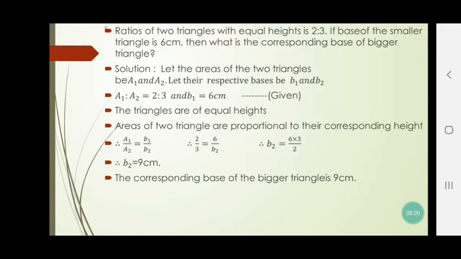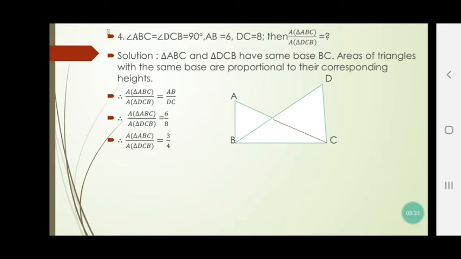Next, question number 4 we are doing. Angle ABC is equal to angle DCB, that is equal to 90 degree. AB is equal to 6 centimeter. DC is equal to 8 centimeter. No centimeters are given, sorry. AB is equal to 6 and DC is equal to 8.